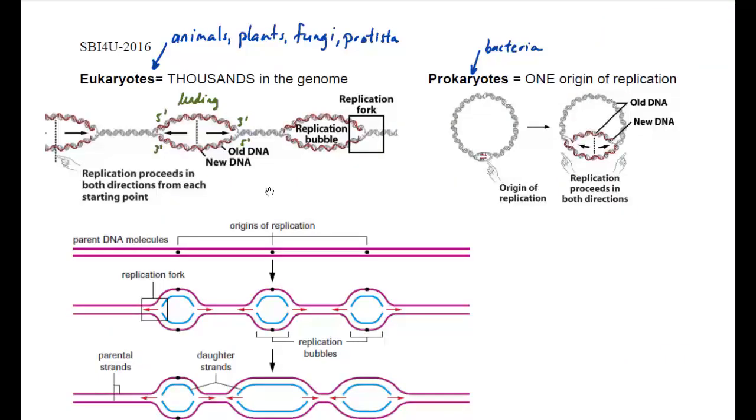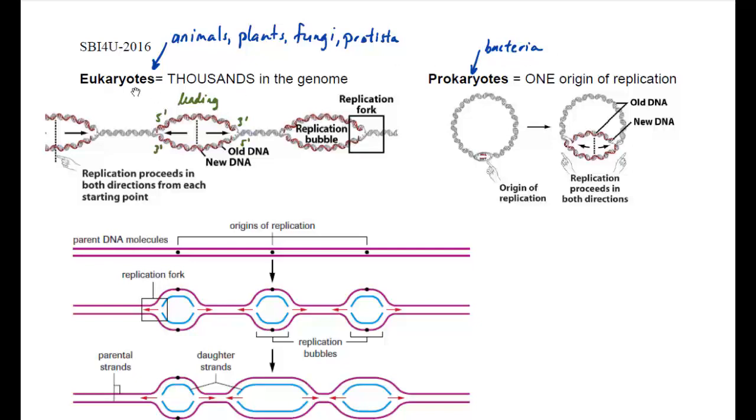And finally, I just want to mention a couple differences between how eukaryotes are going to use DNA replication and how prokaryotes are going to use DNA replication. So just a reminder, eukaryotes are animals, plants, fungi, protista, anybody in these kingdoms, whereas prokaryotes are all the bacteria, whether they're archaeobacteria or whether they're eubacteria.